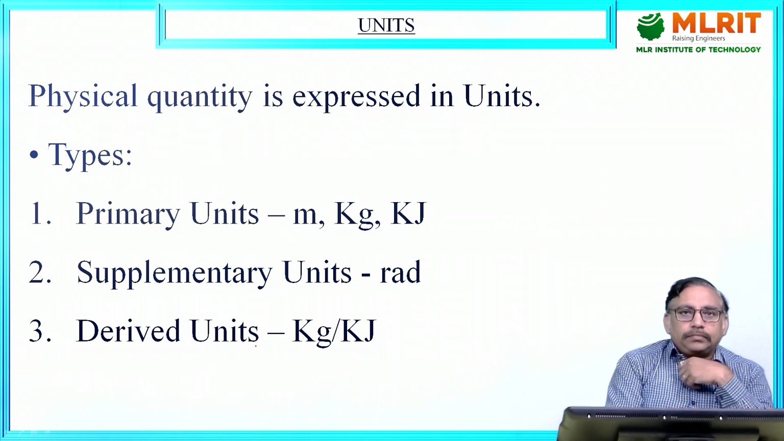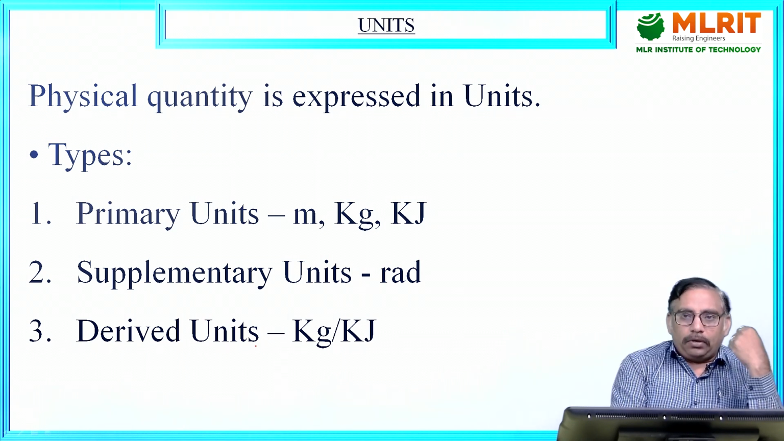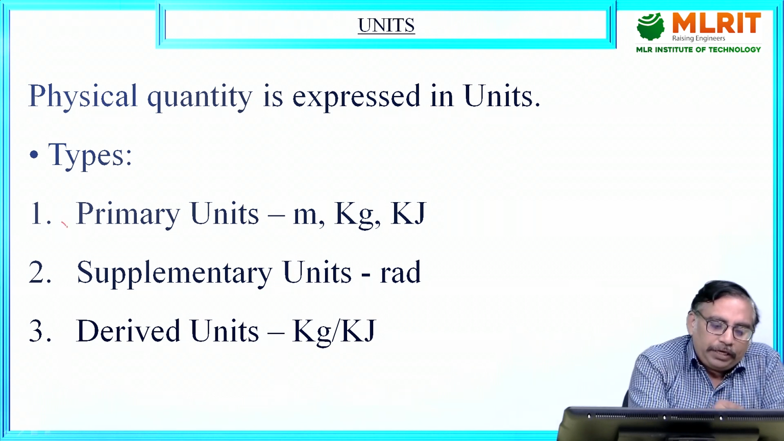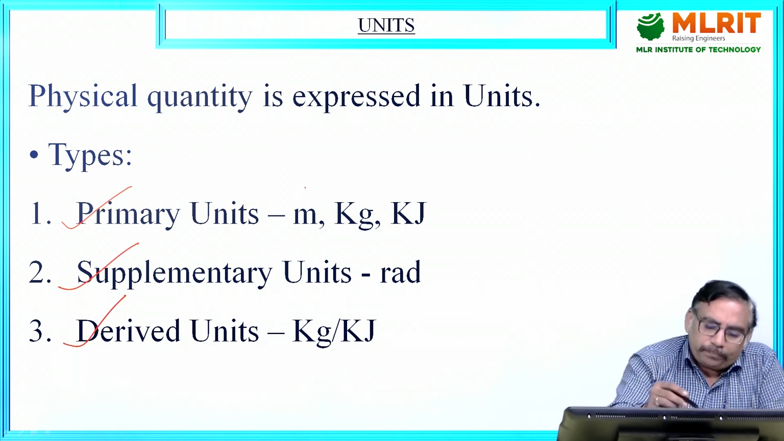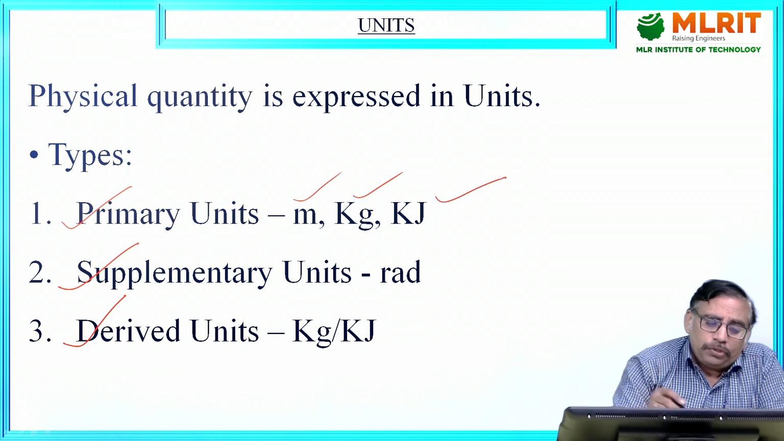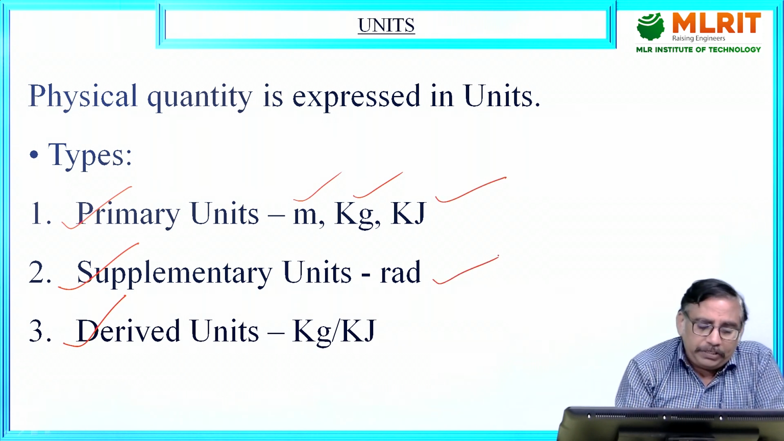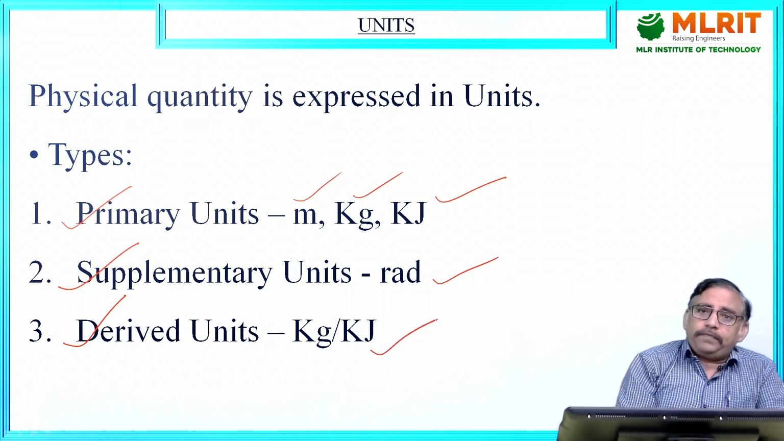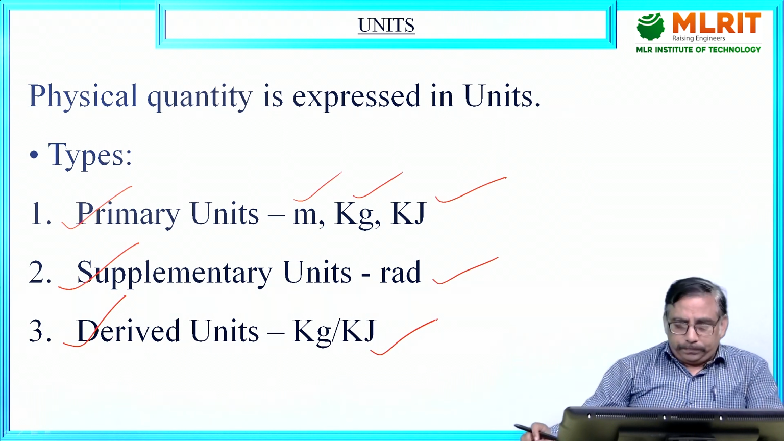Coming to the units, as I said at the start, every quantity should be measured quantitatively, right? In our metrology, we have primarily three kinds: primary units, supplementary units, and derived units. Primary units you already know, such as meters and kilograms. Supplementary units are like radians, that is, angular measurements. Derived units are calculated with formulas from the primary units.